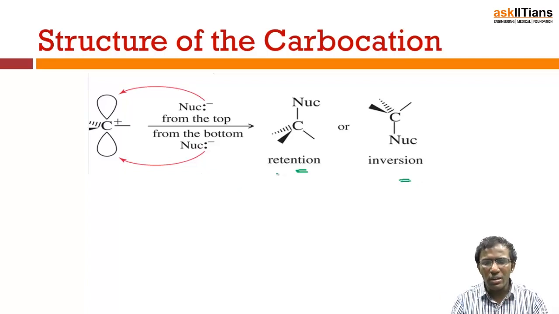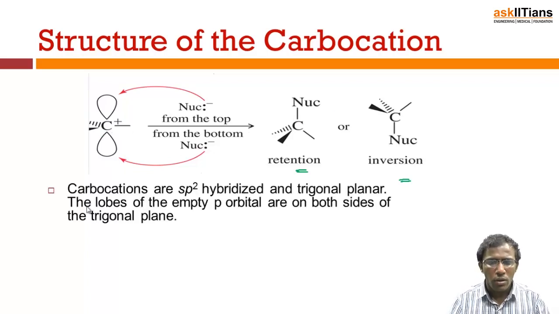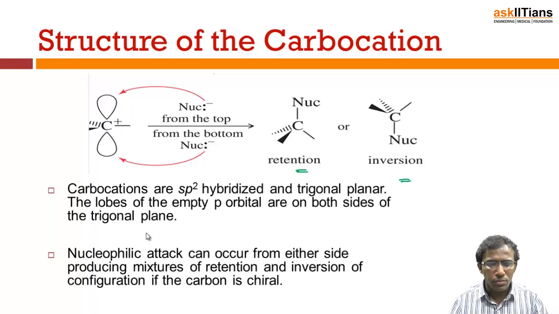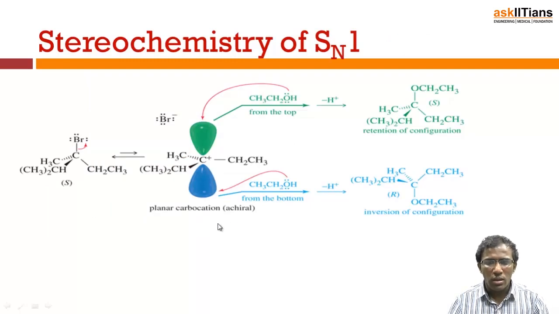If the nucleophile is on the same side, at the same position as the halogen, we will get retention, and if it is exactly opposite, we will get inversion. That's why the formation of the retention and inversion products is known as racemization, and it is possible due to the planar structure of the carbocation. Nucleophilic attack can occur from either side, producing a mixture of retention and inversion of configuration if the carbon is a chiral carbon. So this is the stereochemistry.